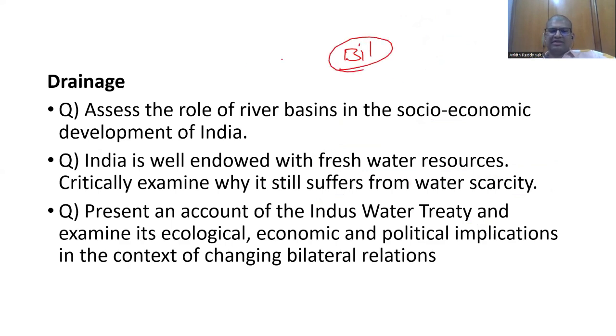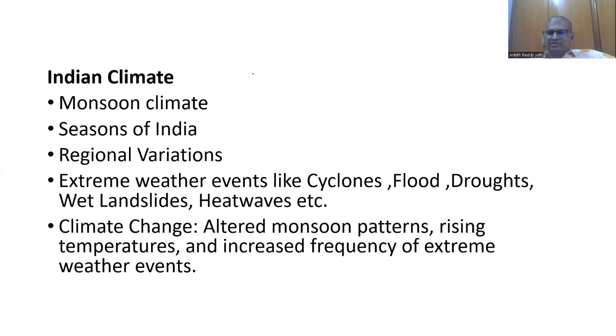Okay, so interstate water disputes is a common area between geography and polity. In polity you have to focus on interstate water disputes, the tribunals and all, and in geography you have to focus on which state this river is originating, what is the percentage of water that is flowing in that particular state, its tributaries, major projects which are constructed on that area. Okay, so this is about the drainage.